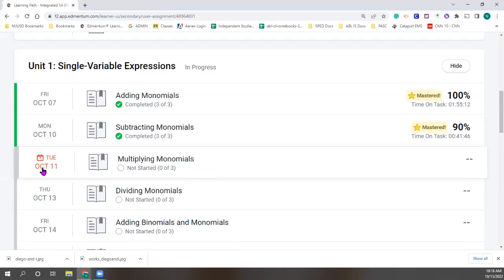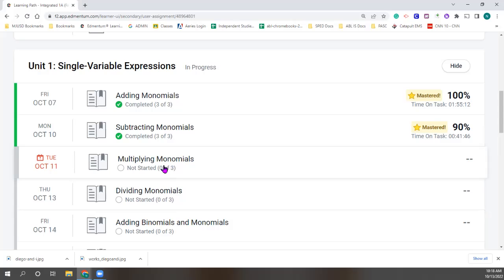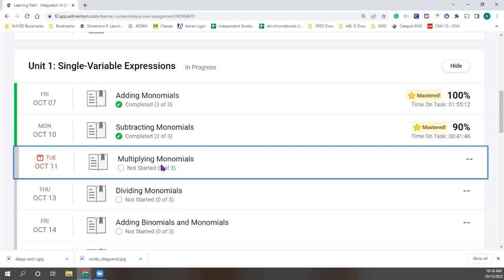Notice that the due date, or the target date, is red. That means I should have done that earlier in the week. It is imperative that we stay caught up. Due by the end of today, October 13th, is dividing monomials. So let's get into it so we can get caught up and be on pace.